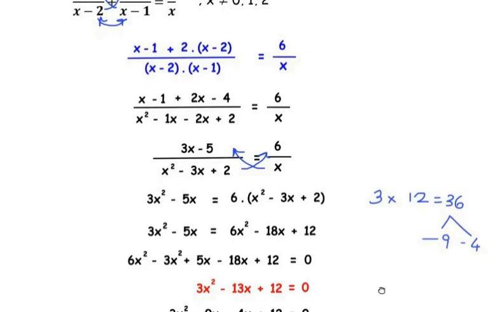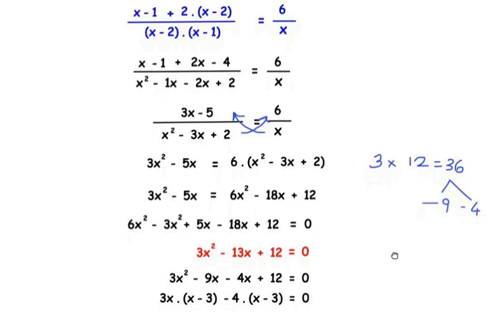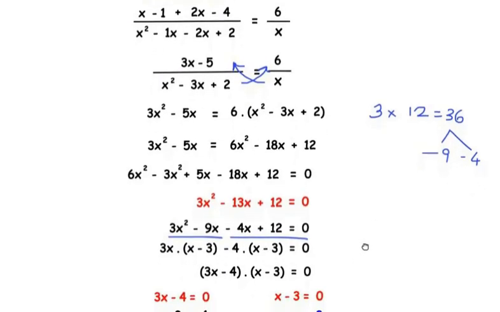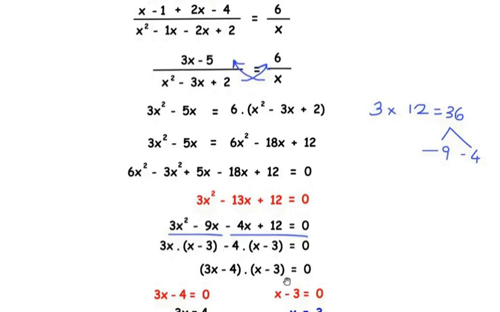In the next step we write this equation in terms of its factors, that is 3x square minus 9x minus 4x plus 12 equal to 0. Now we are going to group the terms: the first two terms and the last two terms. From the first group 3x is a common factor and inside the bracket remains x minus 3. From the second group negative 4 is a common factor, so we take it out, and inside the bracket remains x minus 3 equal to 0. Now x minus 3 is a common factor, so we take it out, and the second factor becomes 3x minus 4 equal to 0.